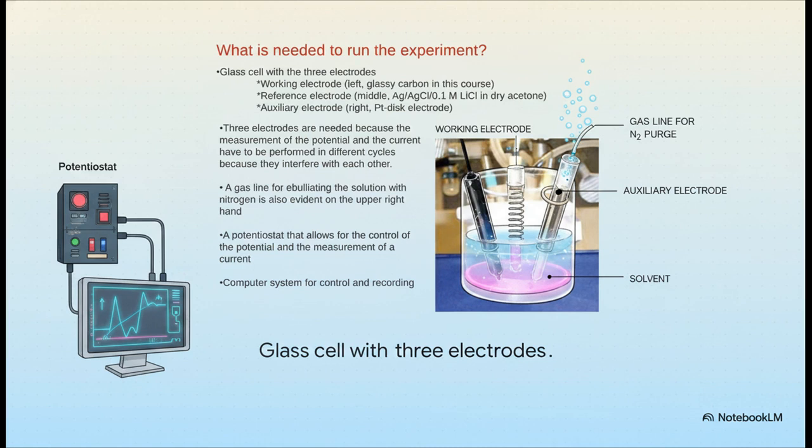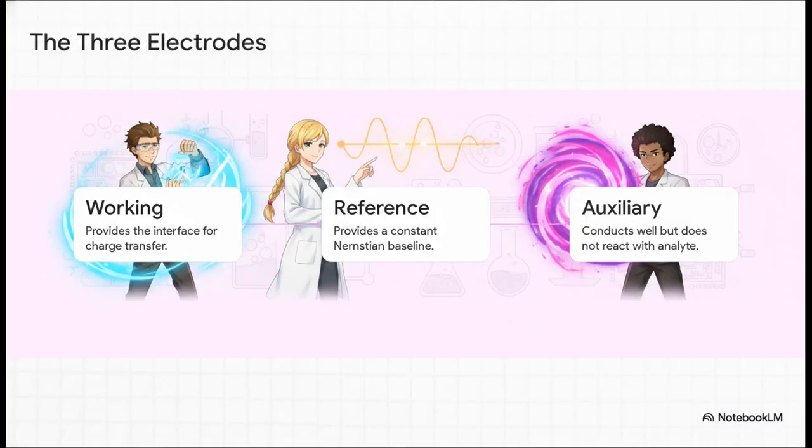You might also notice a gas line in the setup. That is for ebulliting, basically bubbling, nitrogen through the solution to purge out any pesky, interfering oxygen before we even get started. Now you might be wondering, why on earth do we need 3 separate electrodes? Why not just 2? Kind of like a standard battery. Well, it turns out that the actual measurement of the potential and the measurement of the current interfere with each other. They literally mess up each other's readings, so they have to be performed in different cycles and perfectly isolated.